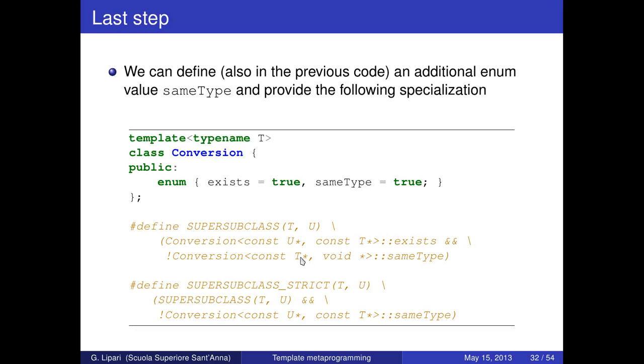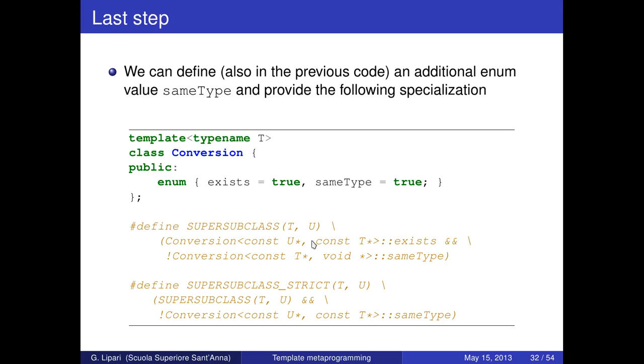Okay, so we are going to do the following. Define a macro super subclass TU, which is going to be: if a conversion between U star and T star exists, and does not exist a conversion between T star and void star, and T star and void star are not the same type, then T derives from U. Okay? Sorry, U derives from T. So T is a super class of U. So super subclass means super subclass.